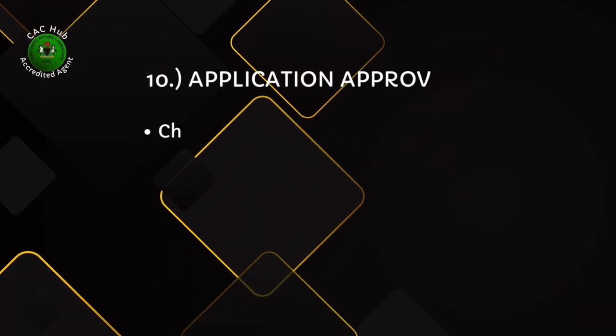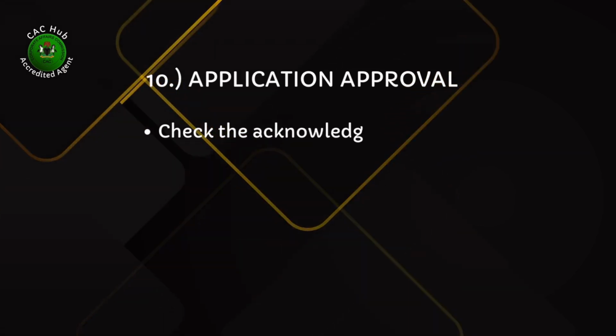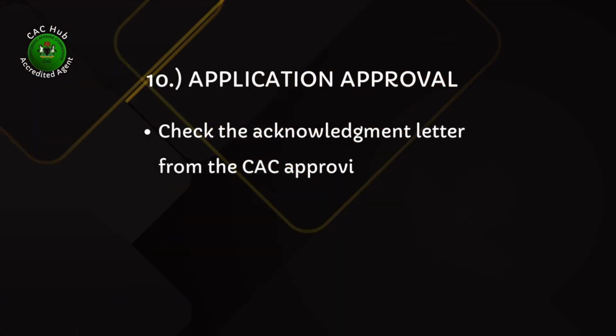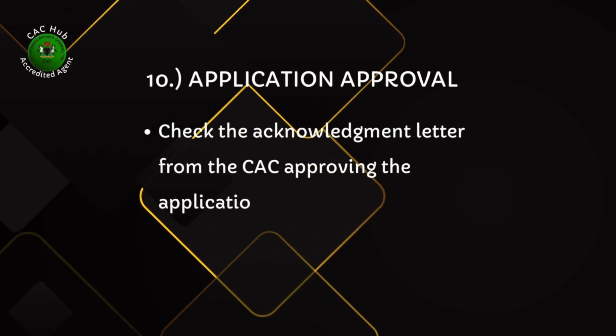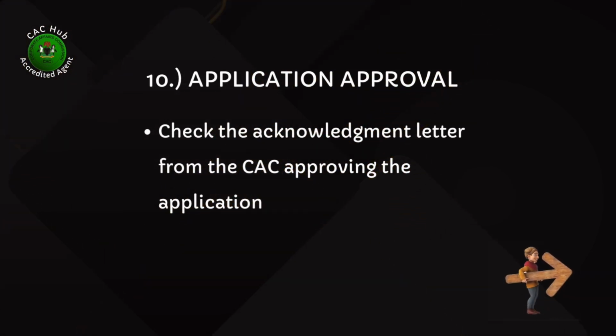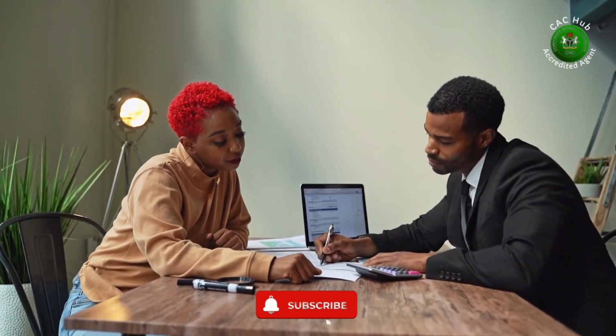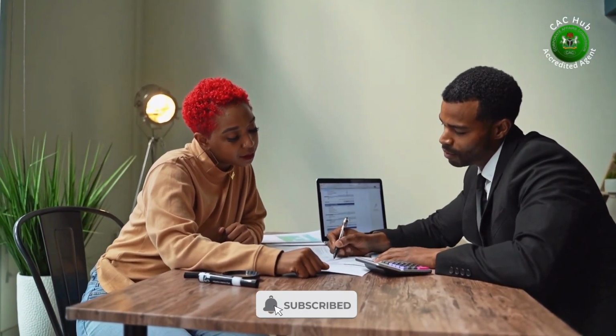The final step is the approval. Once the application has been approved, CAC sends an acknowledgement letter for each year signed by the Registrar General stating that it has received payment for the year filed. You find this under approved on the business profile dashboard.